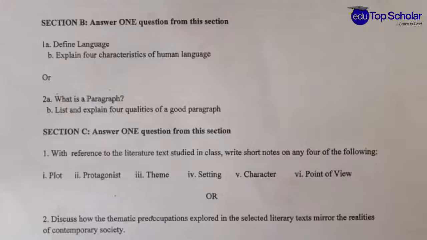So section C, number 1, with reference to the literature text studied in class, that is Resilient Heart, write short notes on any 4 of the following. Write short notes on any 4 of the following. So this will give me opportunity to explain each of the following to you in literature.